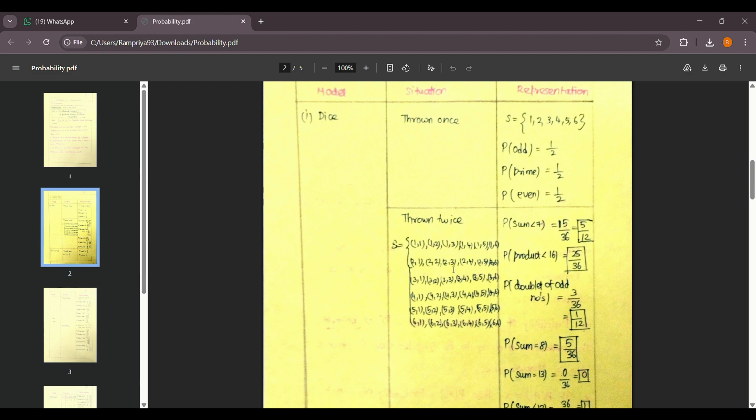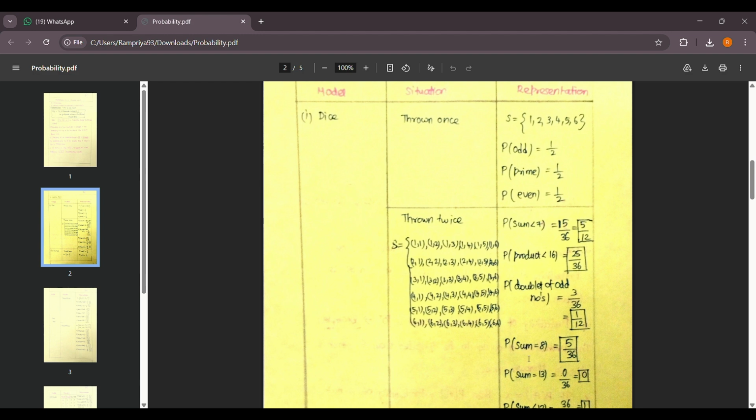Product less than 16, you have to just check it from here, and then you have to write. Probability of doublet. Doublet means identical numbers on both the dice. That is 1,1, 2,2, 3,3, 4,4, 5,5, 6,6. So you have got 6 doublets. So they are asking doublet of odd numbers. 1, 3, 5 are odd numbers. So 1,1, 3,3, and 5,5. So it will be 3 by 36, which is 1 by 12.